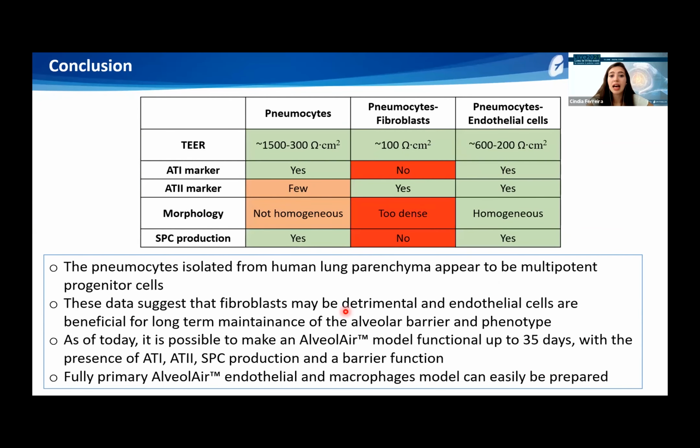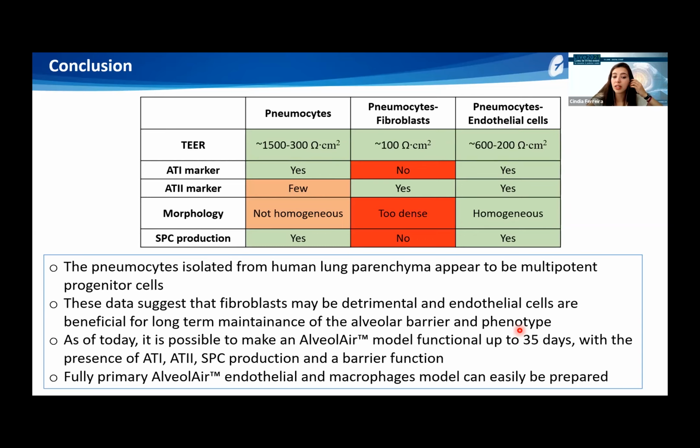So in conclusion, I made a summary table with our 3 models and the main characteristics of each. And the key points of my presentation are that first, pneumocytes were isolated from human lung parenchyma and they seem to be multipotent progenitor cells. Second, our data suggests that fibroblasts may be detrimental and endothelial cells beneficial for long-term maintenance of the alveolar barrier and its phenotype.